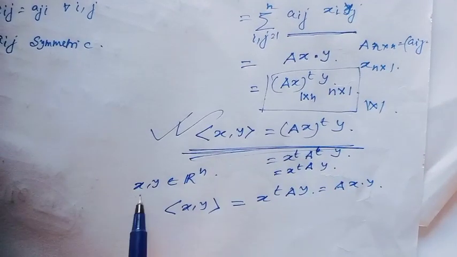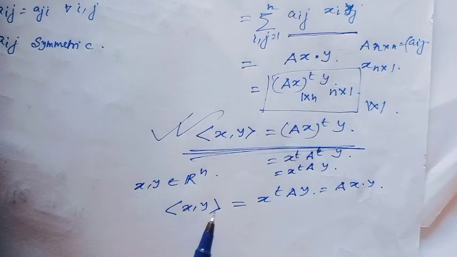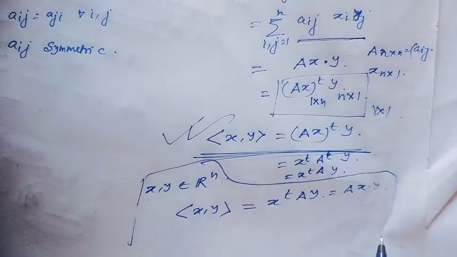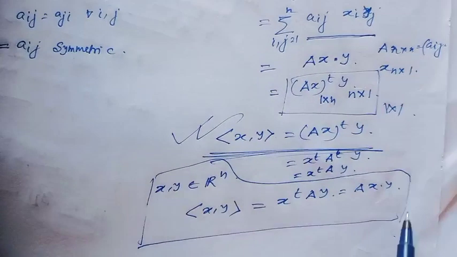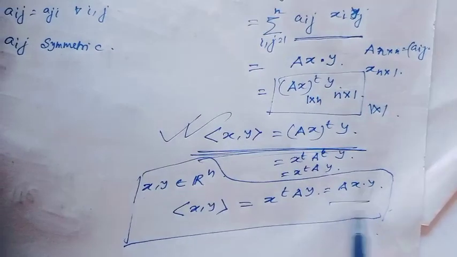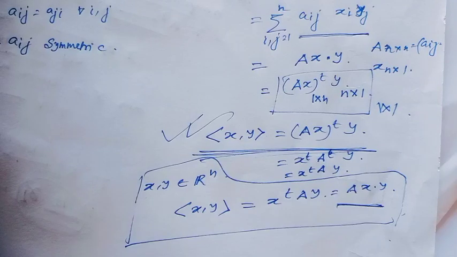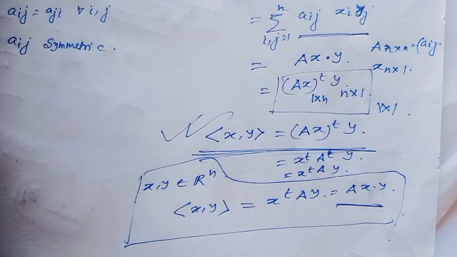Just recall, in my previous video I have told you any inner product can be written as x transpose Ay, which is actually Ax dotted y. And this property I have told you in my previous video, but today I have defined elaborately what is the actual concept. I hope my all viewers have understood clearly by today's video.